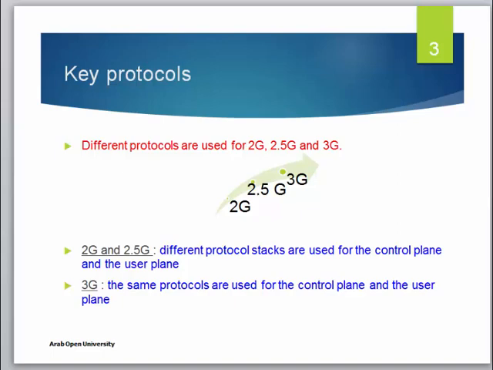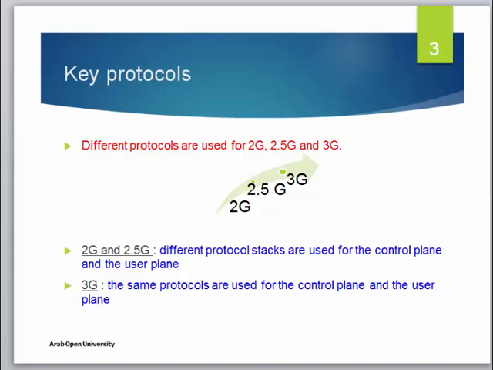The second generation and the second and a half generation have different protocol stacks, which are used for the control plane and the user plane. But what is the protocol stack? A protocol stack is simply a set of network protocol layers that work together. The stack resides in each network element, and the layered approach lets different protocols be swapped in and out to accommodate different network architectures.